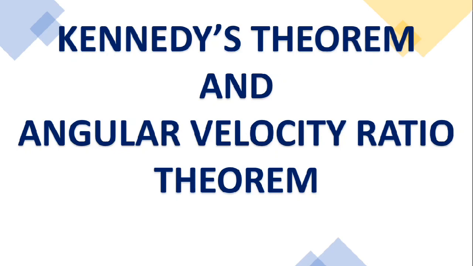So in this video lecture, we shall see what is Kennedy's theorem and what is angular velocity ratio theorem. Both these theorems are based on the instantaneous centers. We have already seen two videos in the previous lectures. One is about the instantaneous centers and the second one is the equation to determine the number of instantaneous centers in a mechanism and the types of instantaneous centers. You can refer both the videos which will appear on the top right corner as YouTube icon.